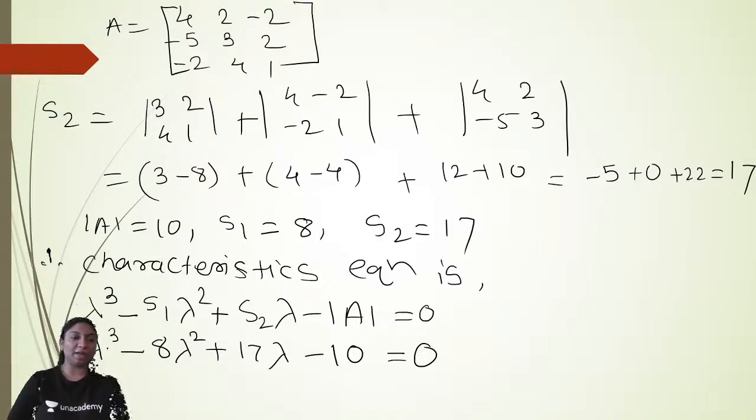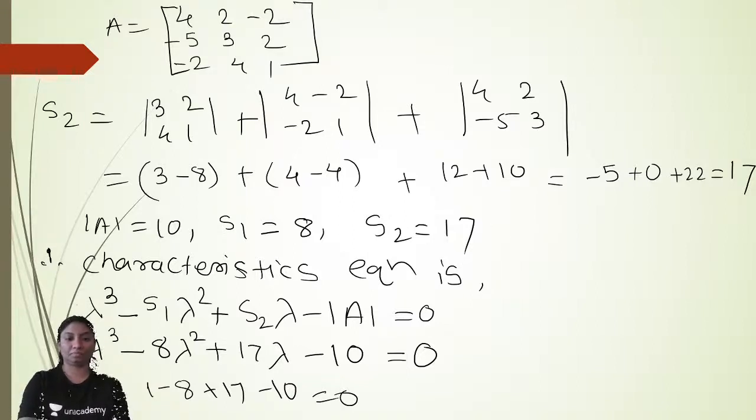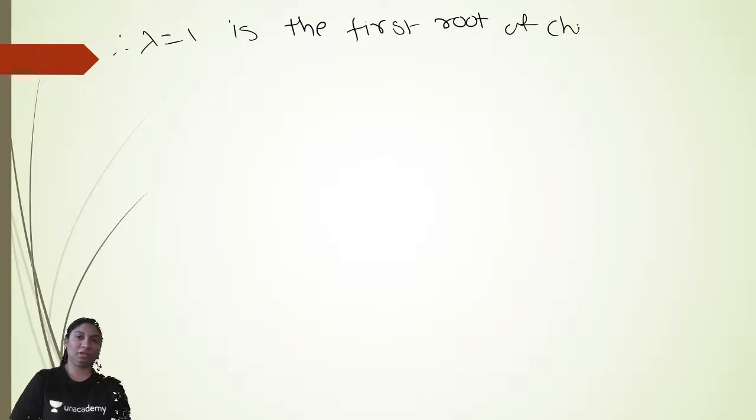So putting lambda is equal to 1, we get 1 minus 8 plus 17 minus 10. So minus 10 plus 18 minus 18, it gives you 0. Okay, so therefore lambda is equal to 1 is the first root of the characteristic equation.